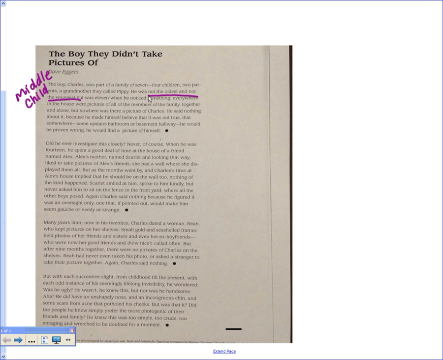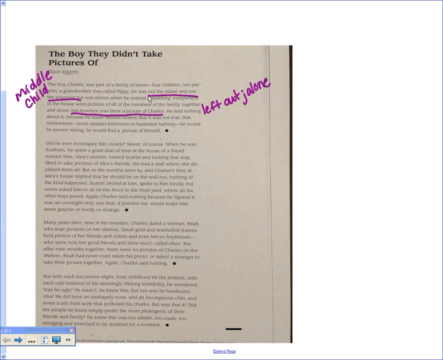Everywhere in the house were pictures of all the members of the family, together and alone. But nowhere was there a picture of Charles. I'm going to go ahead and say that he was left out, maybe even alone.